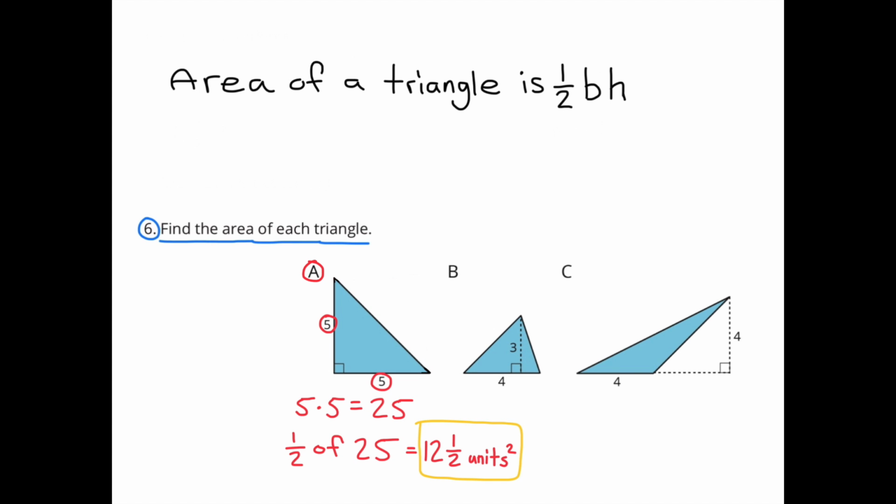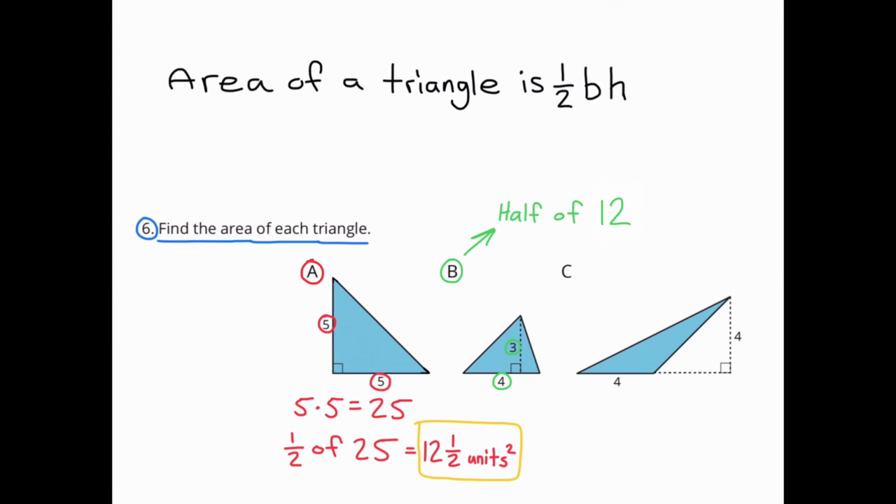Look at triangle B. Again, the area of a triangle is going to be half of its base times height. So what's half of 3 times 4? Since 3 times 4 is 12, and half of 12 is 6, the area of triangle B is 6 units squared.